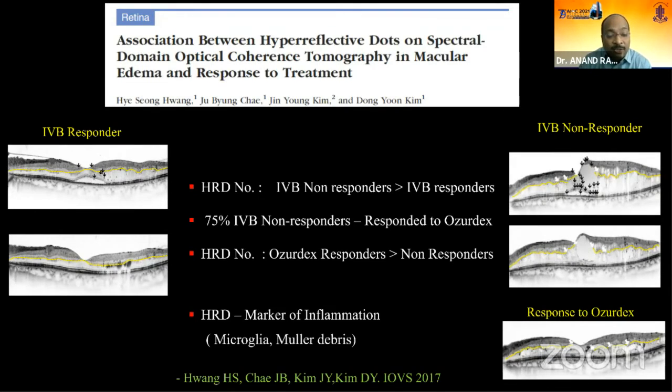And they postulated that HRD was possibly a marker of inflammation because of the great response to steroids, and microglia and cell debris to be important. So they suggested that there was a therapeutic role, therefore, of steroids in anti-VEGF non-responders.